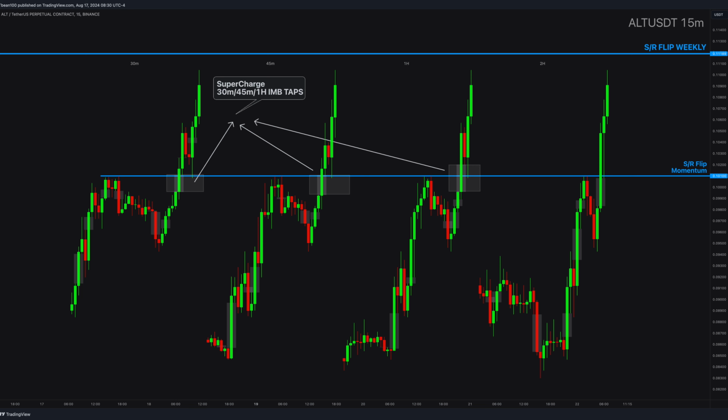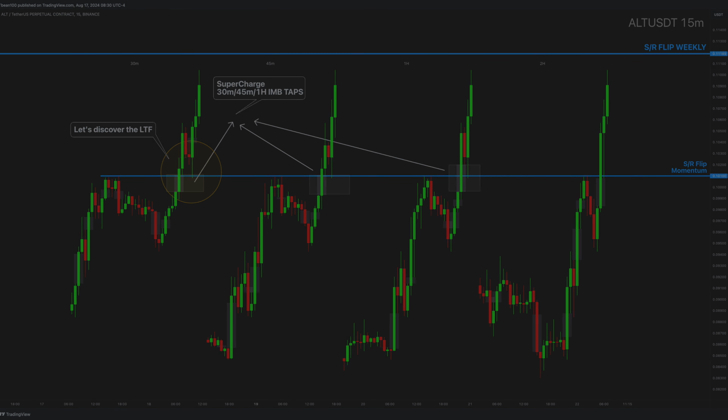If you remember the masterclass, I told you about the importance of SR flips, and combining it with our price action concepts makes everything much more powerful. Now, let's check out the lower time frames and discuss possible trades.